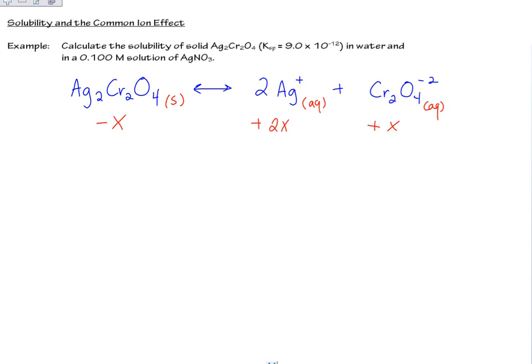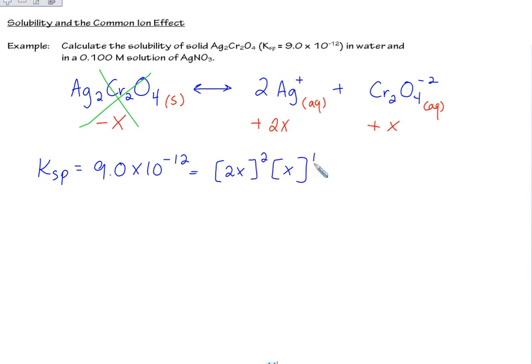So we've got Ksp, 9.0 times 10 to the -12, equals products over really nothing, because that's a pure solid. So we're not going to include that in our equilibrium expression. That's why they call it the solubility product. Or sometimes you might even hear it called an ion product, because it really is a product of the ion concentrations. This will be 2x squared times x to the first. That should give me 4x cubed.